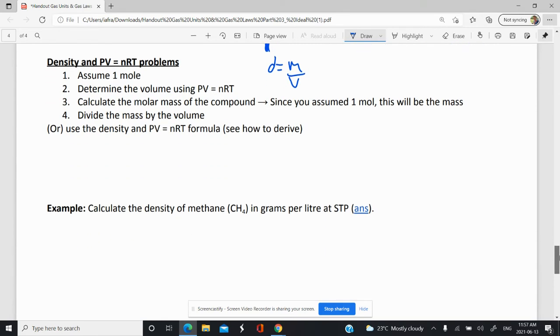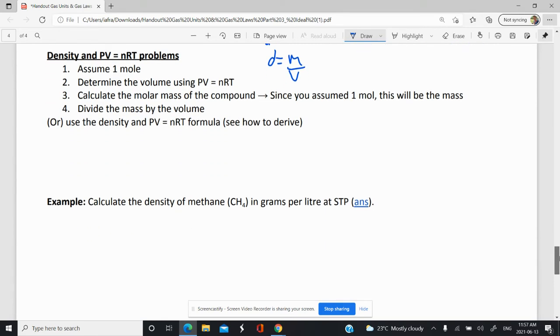And so our main steps when we're asked to find the density of a gas is to assume 1 mole of the substance, then find the volume using PV = nRT because we assumed 1 mole, and we'd be given everything else, of course, and then find the molar mass of the compound. Since you assumed 1 mole, the molar mass will end up being your mass overall. And then finally, just do mass divided by volume. So let's go ahead and see what that looks like.